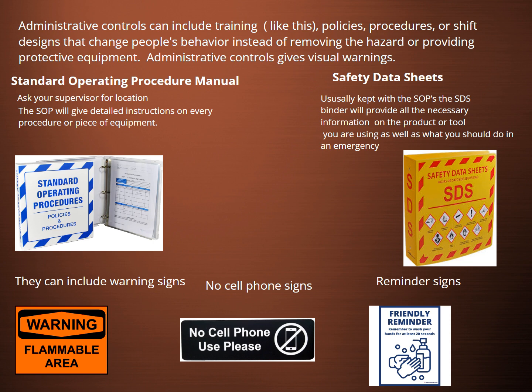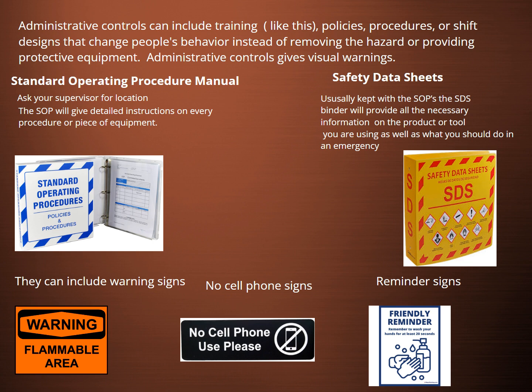Administrative controls can include training, like the one you are taking today, policies, procedures, or shift designs that change people's behavior instead of removing the hazard or providing protective equipment. Administrative controls give visual warnings. Standard Operating Procedure Manual.